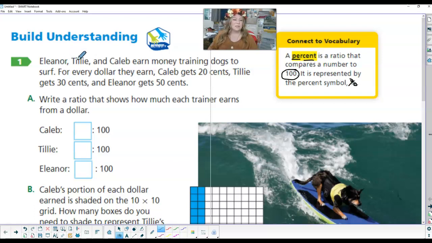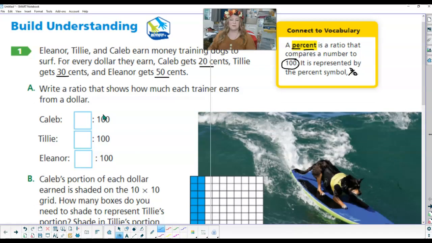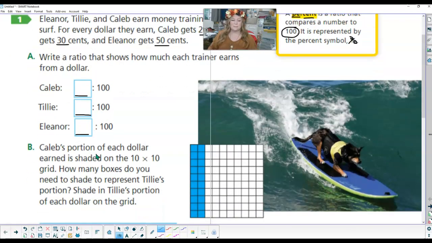So it says Eleanor, Tilly, and Caleb earn money training dogs to surf. For every dollar they earn, Caleb gets 20 cents, Tilly gets 30 cents, Eleanor gets 50 cents. So we're going to write a ratio that shows how much the trainer earns. So we're going to put Caleb here, Tilly's here, Eleanor's here, and they're out of 100 cents in a dollar.